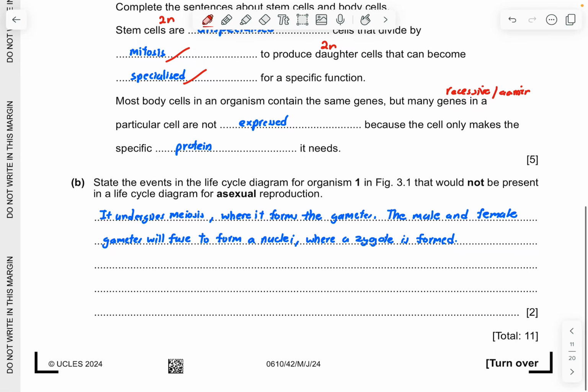Alright? So part B, state the events of the life cycle diagram of organism 1 that will not be present in a life cycle diagram for asexual reproduction. So first thing, it definitely undergoes meiosis. Then it forms the gametes. Then the male and female gametes will fuse to form a nuclei, and then a zygote is formed. So this is basically how fertilization has occurred.